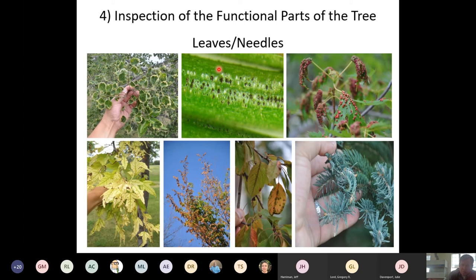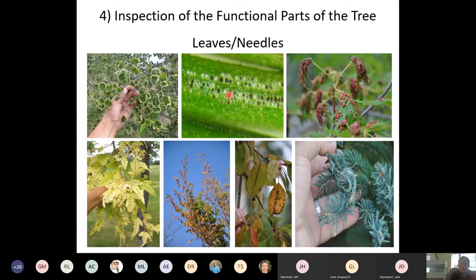So these are the fruiting structures of stigmina needle cast of spruce. And these erupt through the epidermis and produce spores. This may be the only sign that you can find on the tree because other infected needles have already been cast. They've already dropped off. So sometimes you need to search for evidence of fungus on a needle.